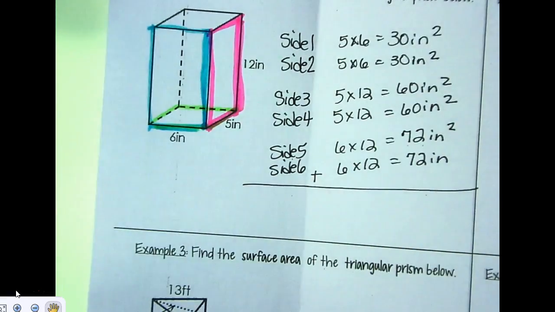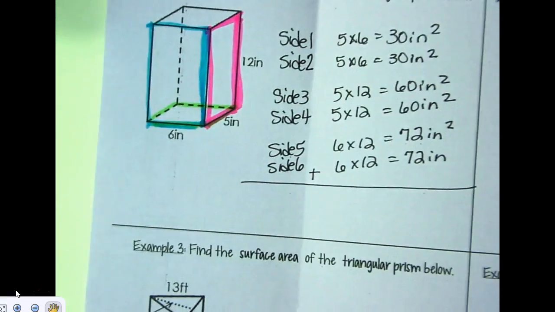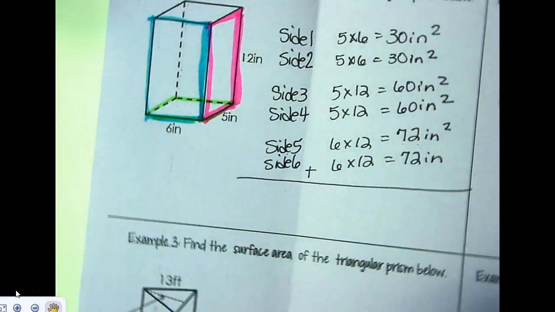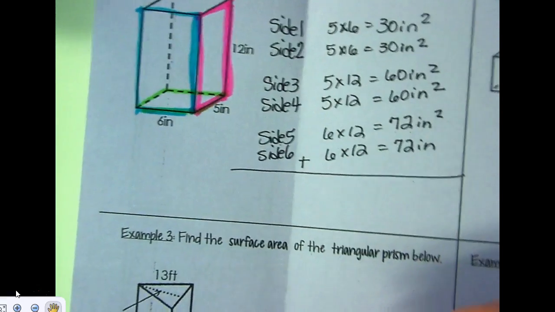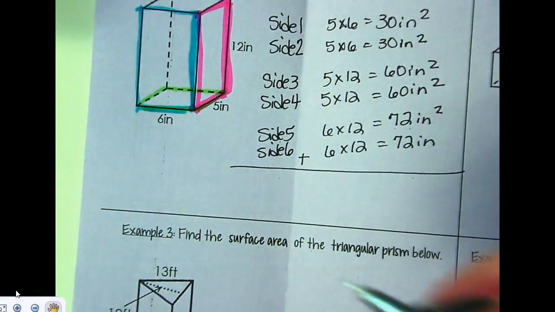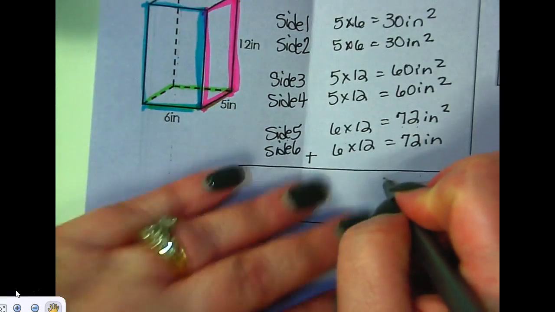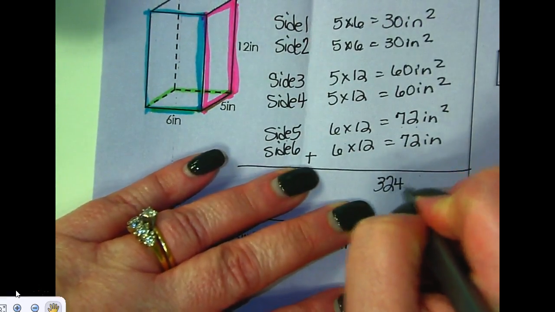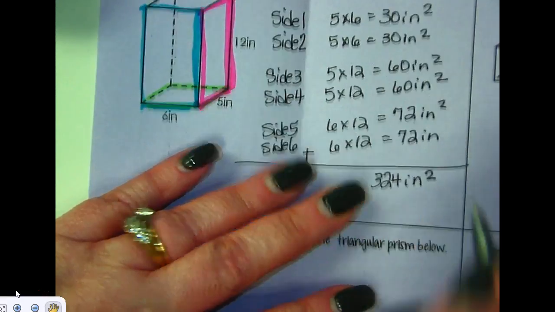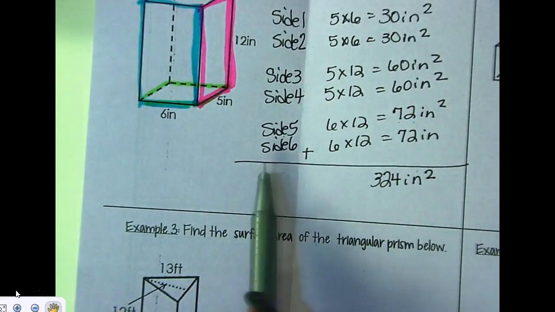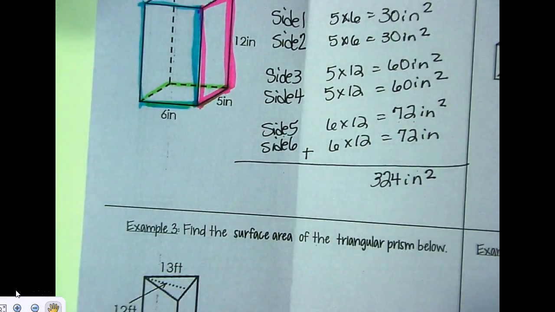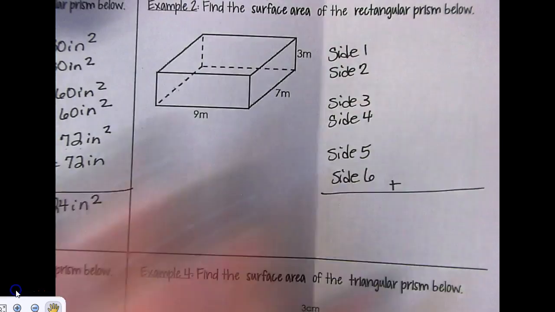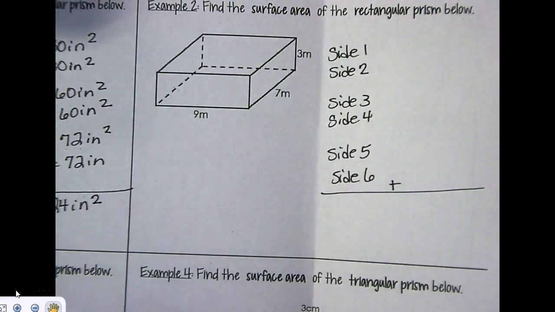And now what? Add them up. 30 plus 30 plus 60 plus 60 plus 72 plus 72. And we get 324 inches squared. Make sure that it's inches squared because we're multiplying two dimensions together. We'll pause right here and we'll let the ladies go ahead and get their calculators. Ready to start with this rectangular prism?